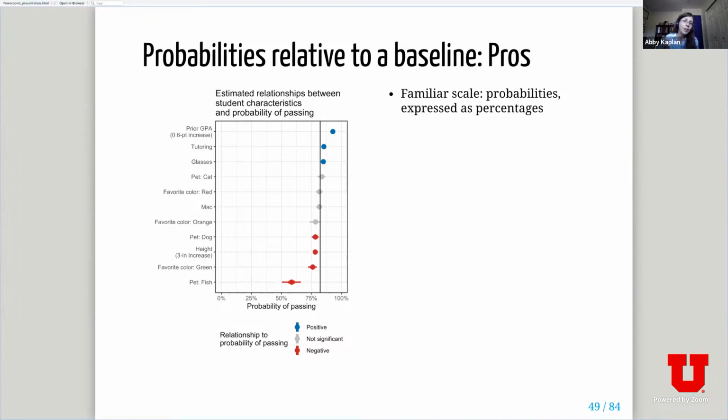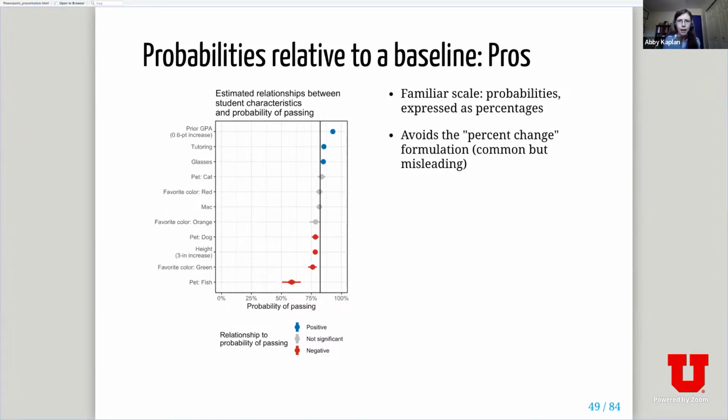And the thing I particularly like about this is we're presenting two probabilities. We have this vertical line, which is the baseline probability of passing. And then for each predictor, we have, well, with that predictor, now what's your probability? And so now we're comparing two probabilities to each other. And I like this personally a lot better than describing a change in probability as percent change.